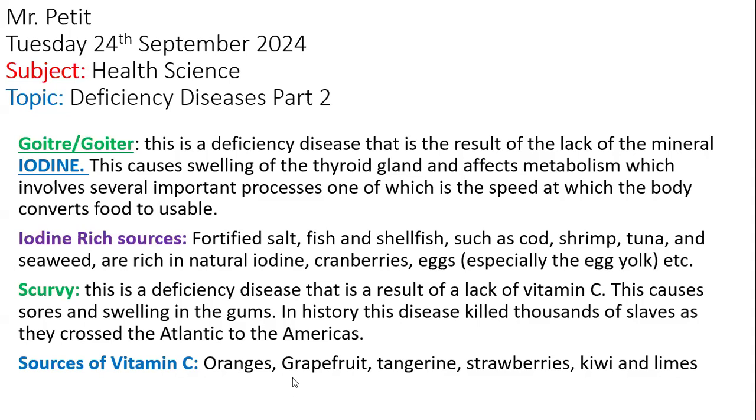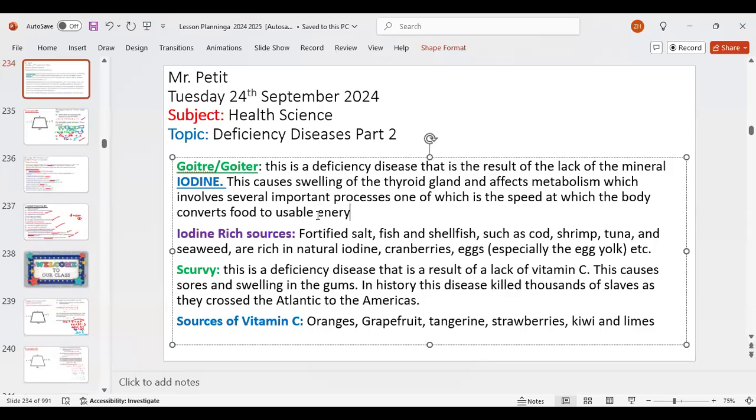Goiter. This is a deficiency disease that is the result of the lack of the mineral iodine. This causes swelling of the thyroid gland and affects metabolism, which involves several important processes, one of which is the speed at which the body converts food to usable energy. What we convert food to? Energy. I'm glad we read that.